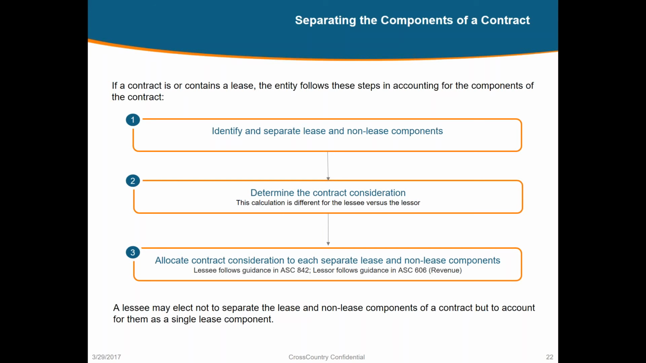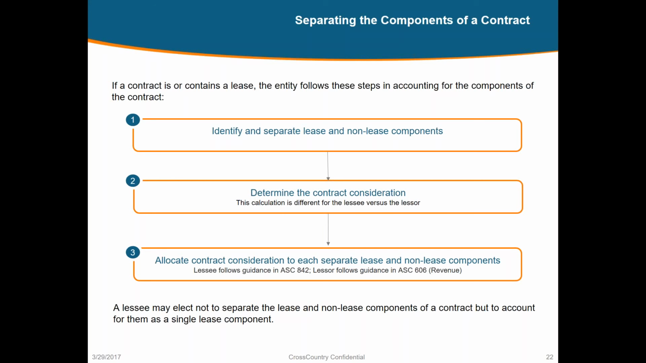As an accounting policy election, the lessee may not separate the lease and non-lease components of the contract, but account for them as a single lease component. This election must be made by class of underlying asset.